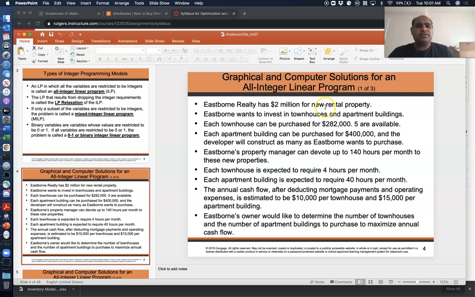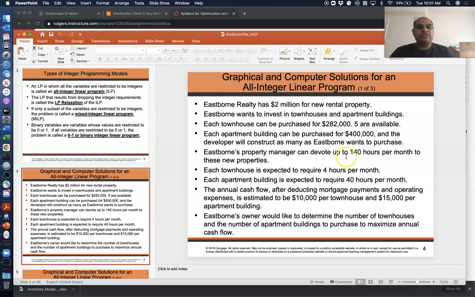Eastbourne Realty has $2 million for a new rental property. Eastbourne wants to invest in townhouses and apartment buildings. Those are the two types of construction that it wants to make. Each townhouse can be purchased for $282,000, and there are 5 available. Each apartment building can be purchased for $400,000, and the developer will construct as many as Eastbourne wants to purchase. So there are no restrictions on the number of apartment buildings that they can get.